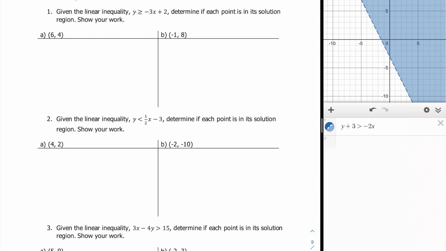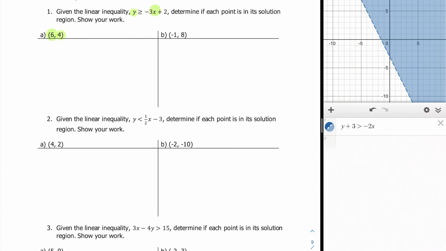All right. The last piece of this lesson is just determining if certain points are solutions to our linear inequality. So essentially, this is done in a very similar way in which test points are done. To determine if something's a solution, we plug in the points. We plug in, for example, our first point is 6, 4, and we want to determine if that's a solution to this linear inequality here.